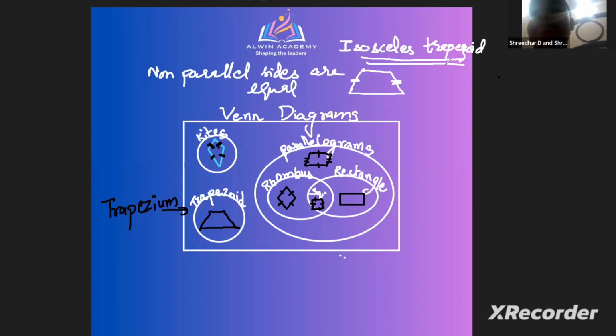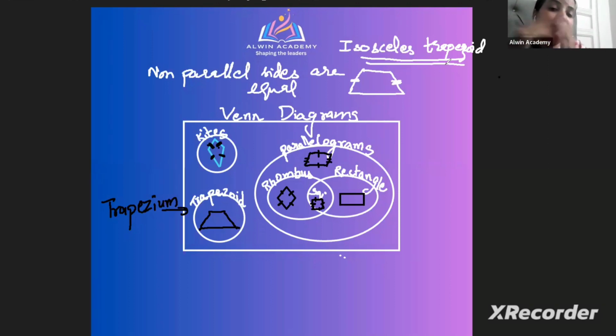Yes, ma'am. Now, is this Venn diagram in front of you giving you a picture memory? Kites and trapeziums are different from parallelograms. Rhombus is different from kites. Rectangles are different from trapezoids. Rectangles, rhombus, and square are all types of parallelogram. And square is a special category of rhombus and rectangle both. Right? Got it?